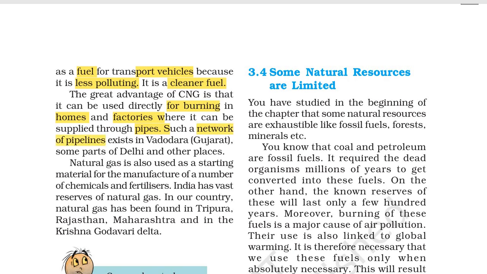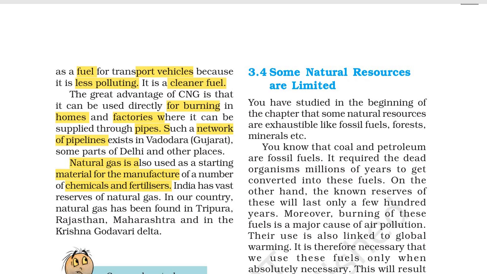So basically we have networks these days. Now we have pipelines here, we know. And what are they transporting in them? CNG only. Then we have natural gases there, and it is also used as a starting material for the manufacture of a number of chemicals and fertilizers. So you can manufacture chemicals and different fertilizers from it.